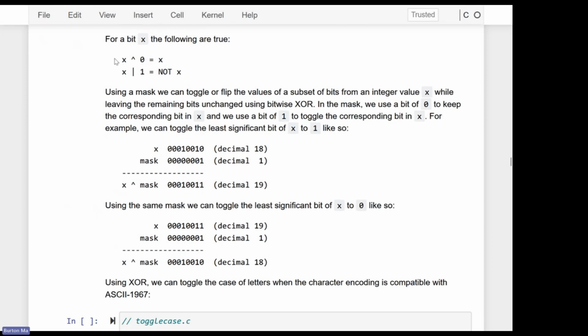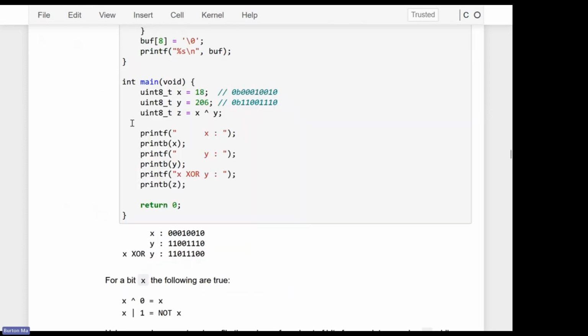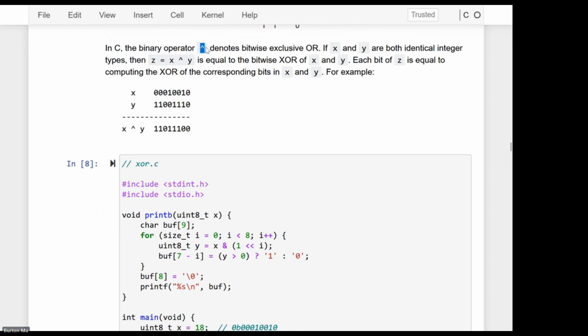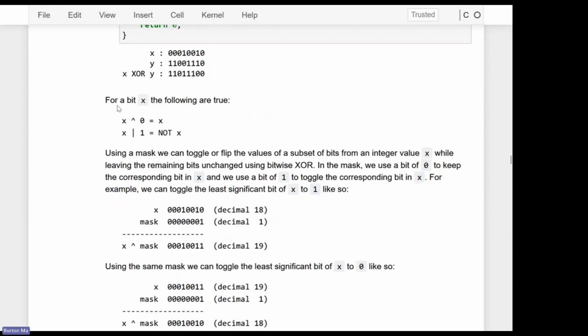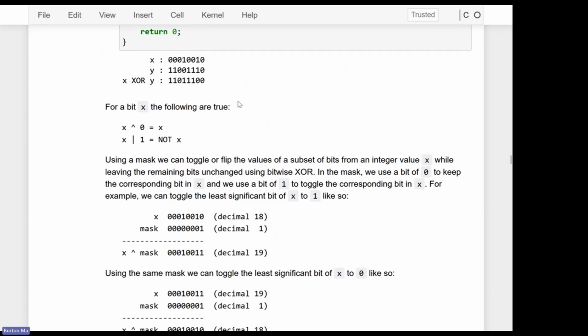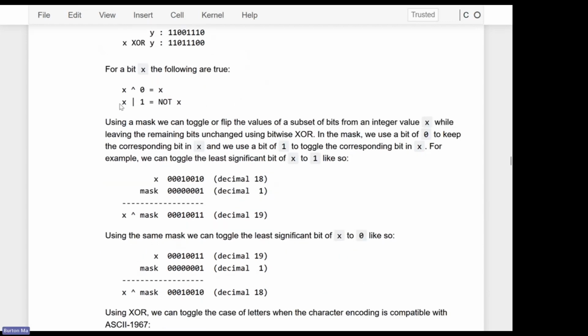Oh, the caret operator, sorry, I forgot to tell you that. The caret operator, shift-6 on a standard US keyboard, is the bitwise XOR operator. So for bit X, the following are true. X XOR 0 is X. X XOR 1 is not X. Is that right? Or is that a typo? X OR 1 is not X. That's not true. That's got to be a typo.